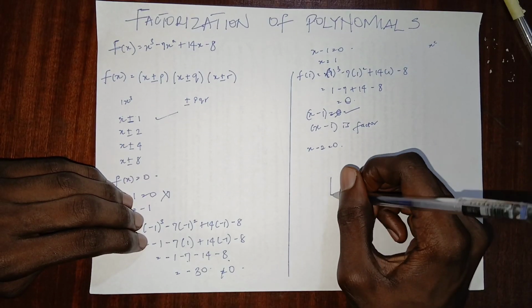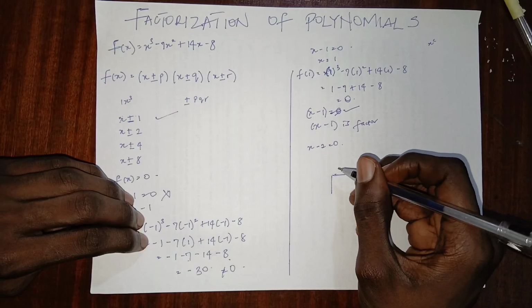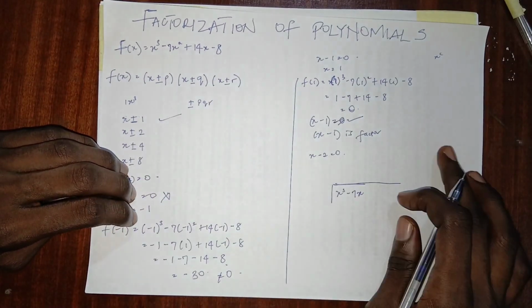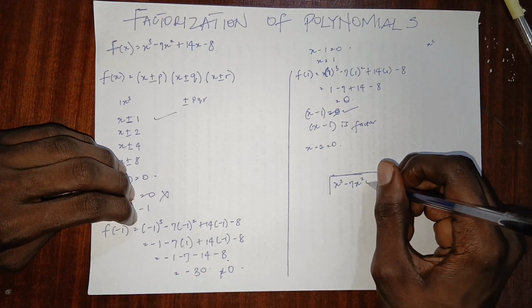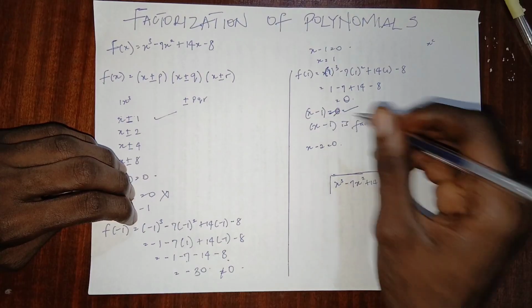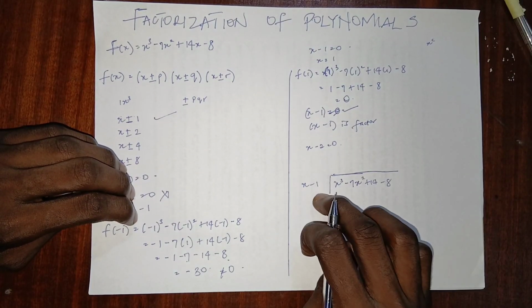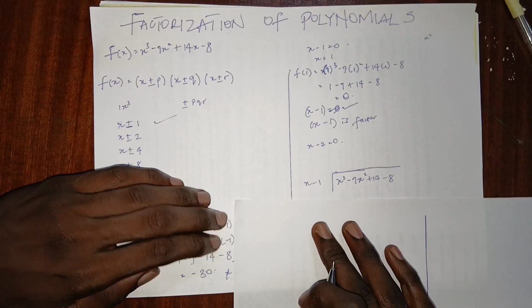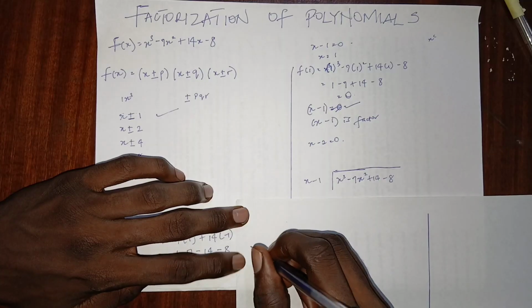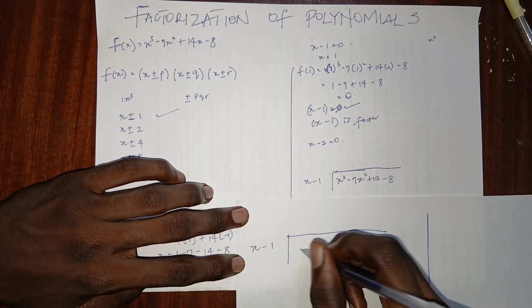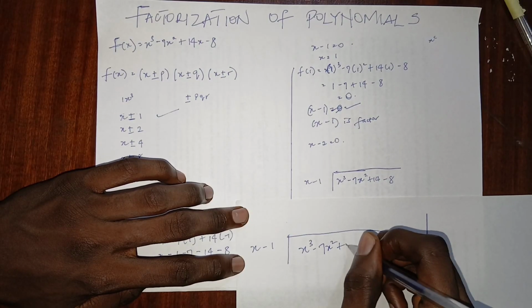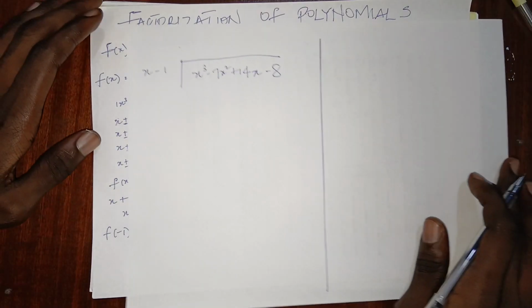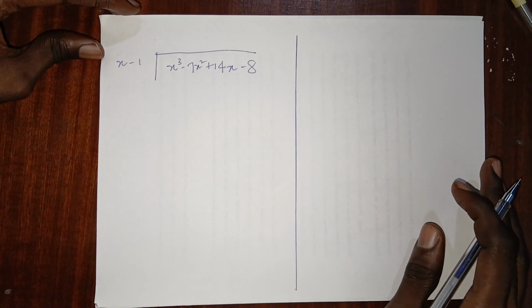You divide using the long division method. You can divide this now to get the other two factors, that is this and this. We've gotten one of them now, so you divide the polynomial by x minus 1. Since we know this is a factor now, let's get a new sheet to divide that, so we have enough space to divide it. I've shown how to divide in my previous videos.